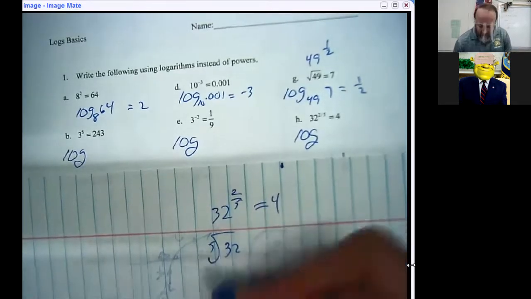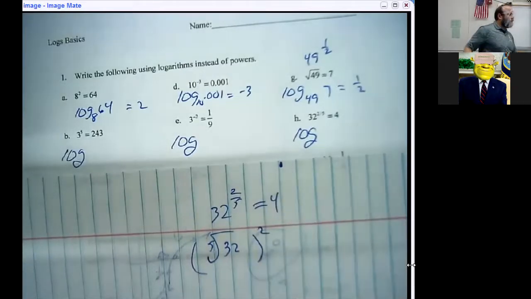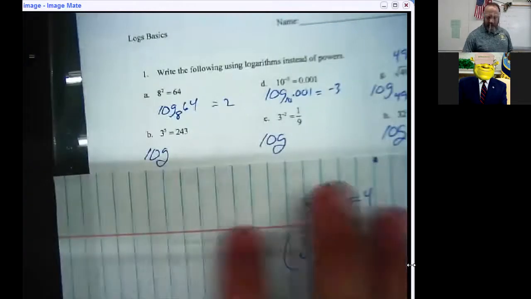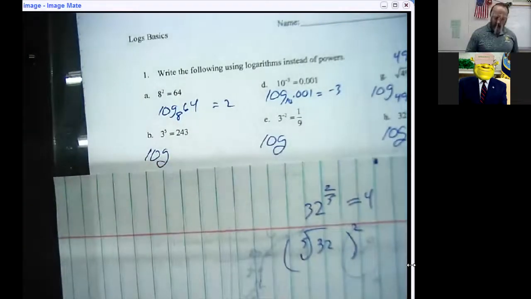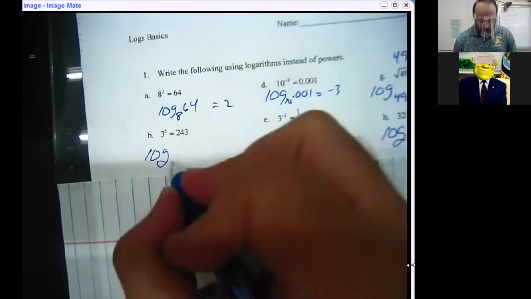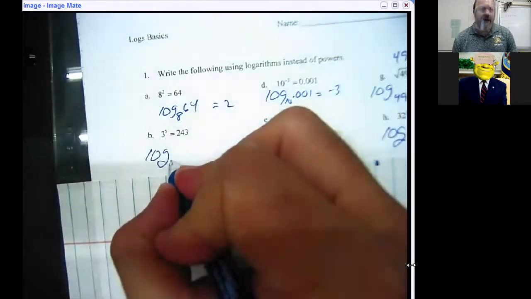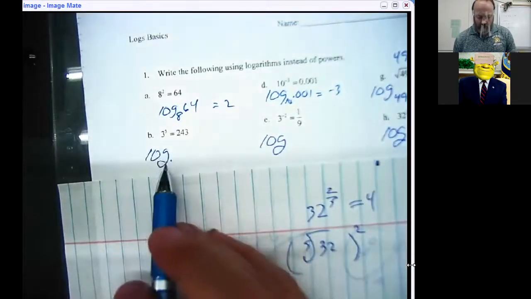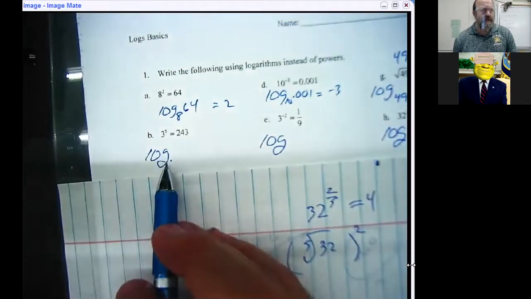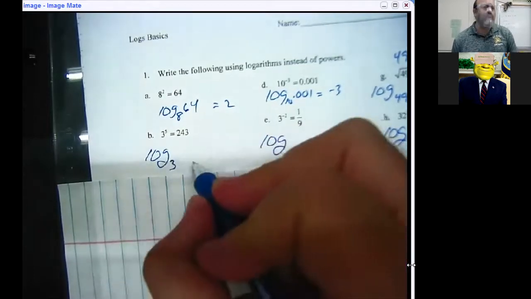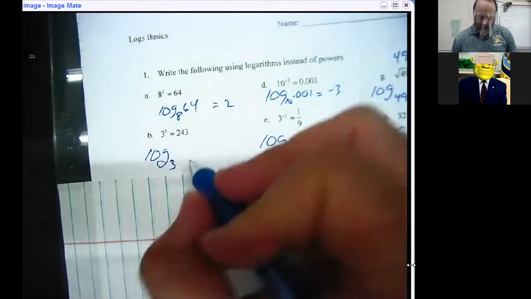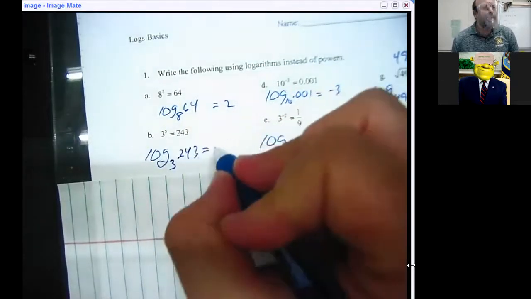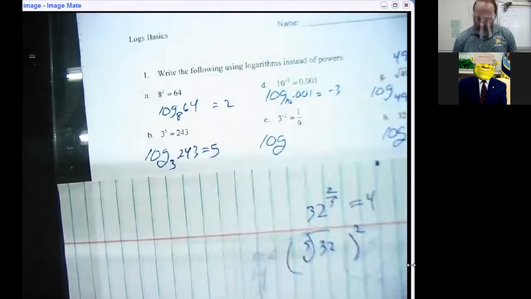So what is the 2/5? Do that and then square it. Did you get 4? That makes sense, doesn't it? At least I hope. Dakota, can you write this one for me as a log? It's the log base what? Base 5? Log base 3, yes. Of what question? Is 5, because the answer is the exponent.